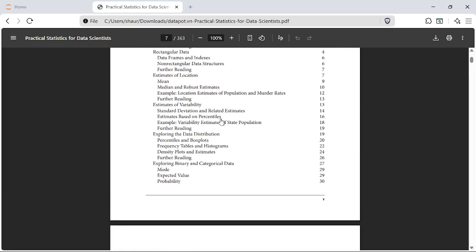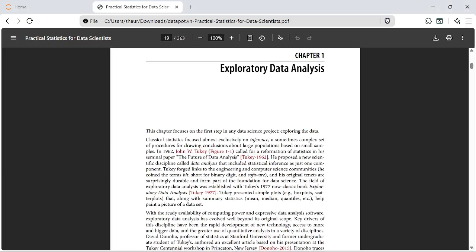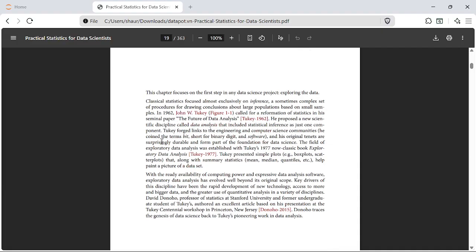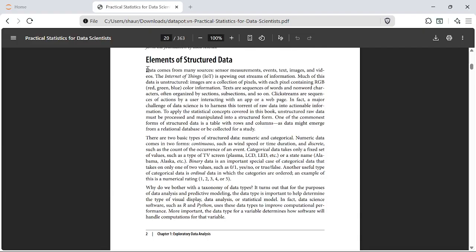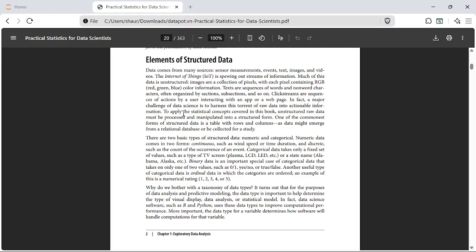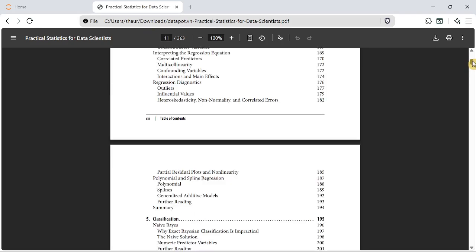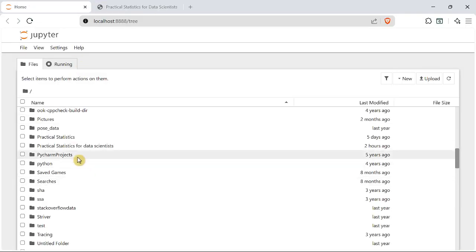We are not going to directly read the content of the book, like the irrelevant and long theory which is written in the book, like elements of structured data. I myself have made notes of the topics in the book in the form of a Jupyter notebook. So here is that Jupyter notebook.